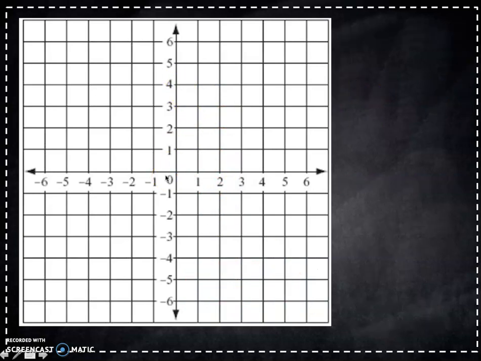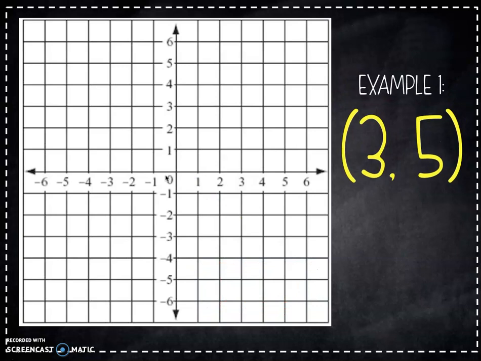So let's look at an example. First example we've got here is 3, 5. So like I said, we're going to start at 0, 0. We have a positive 3, so that means we're going to move to the right 3 times. So we're here. Then our y-axis says go up to positive 5. So since it's positive, we're going to go up 5. Where those two lines meet is where we put our dot. Okay, x was 3, y was 5, so we put our dot right here.